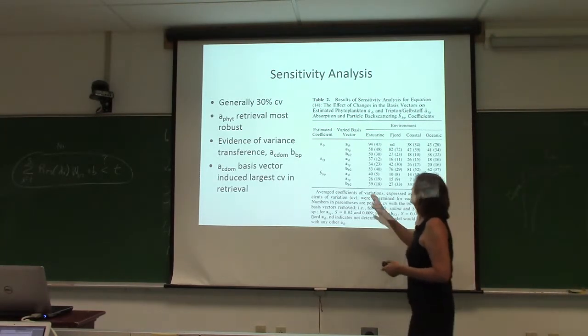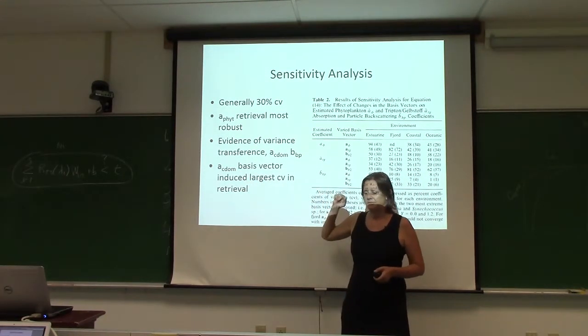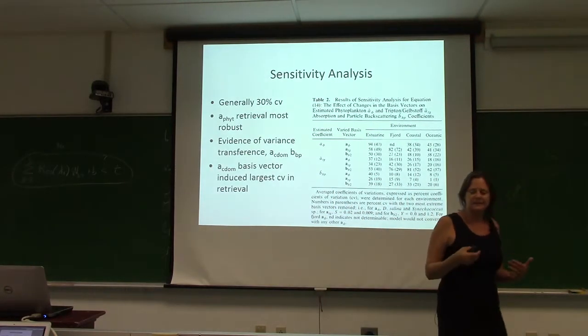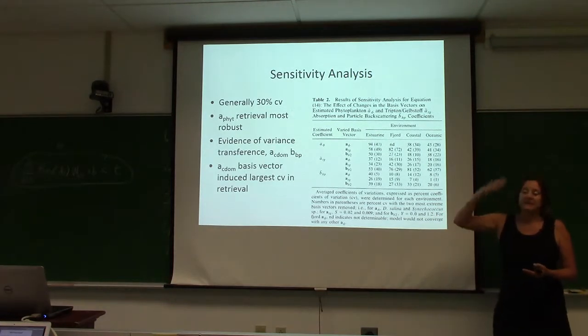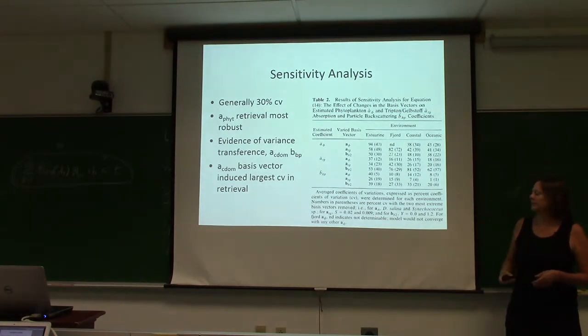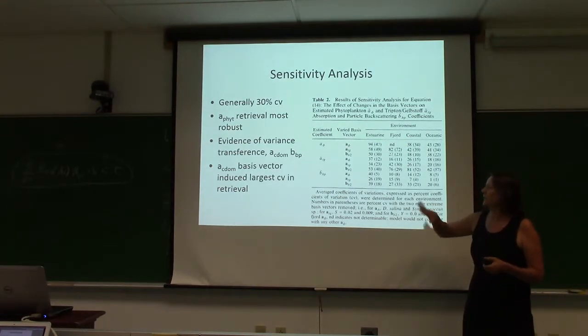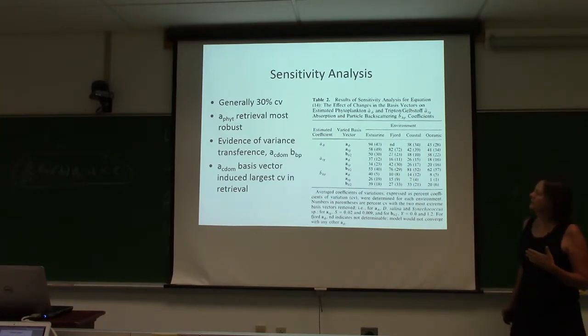And I guess the choice of the CDOM basis vector induced the largest variability, coefficient of variation, in the retrieval of the other parameters. So getting CDOM right is one of the problems, because its shape shows up in both the scattering spectrum and the non-algal particle CDOM absorption. So it's harder to estimate CDOM from this type of a model.